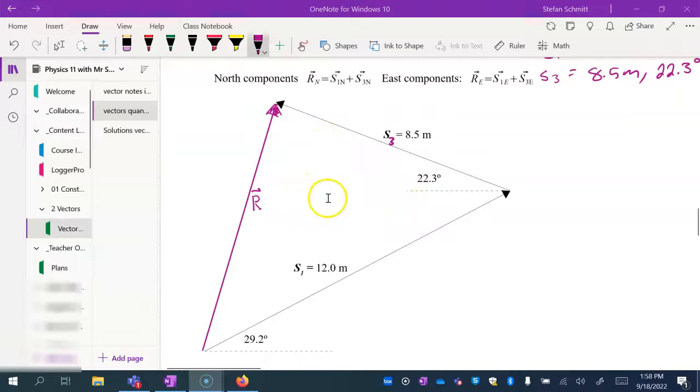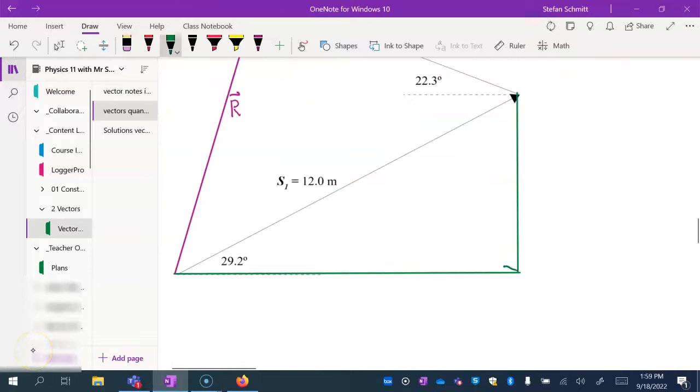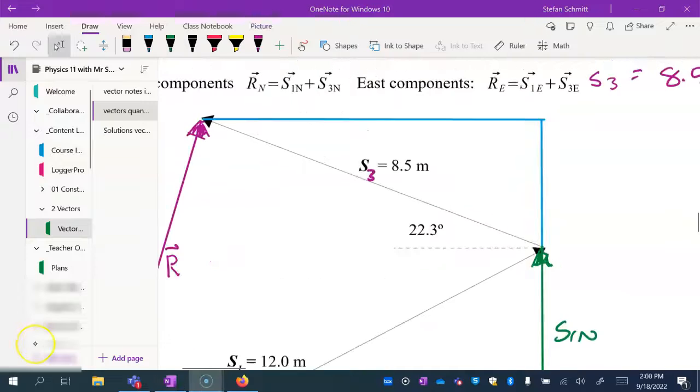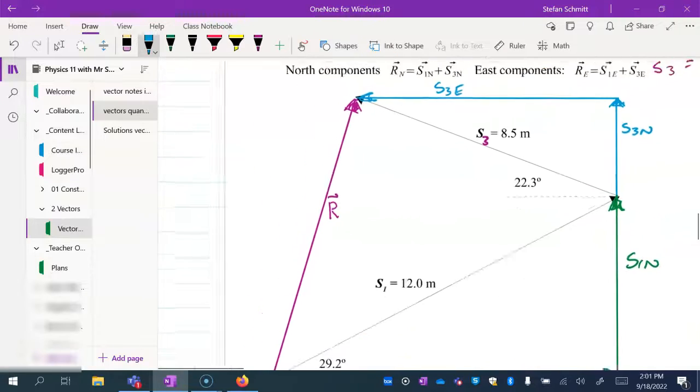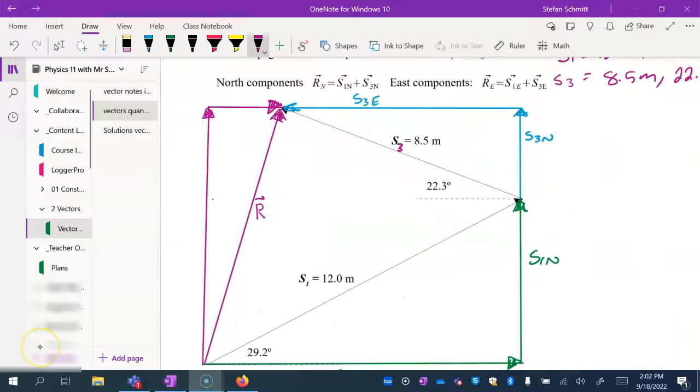All right, to calculate r, let's add the components of all these vectors to the diagram. Here are the components of S1. This is S1 east, and this is S1 north. And this is S3 north and S3 east. Now let's draw the components of R. Here are the components of R. We have R north and R east.